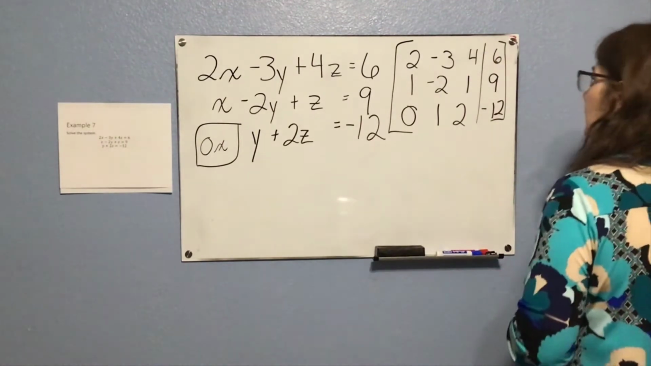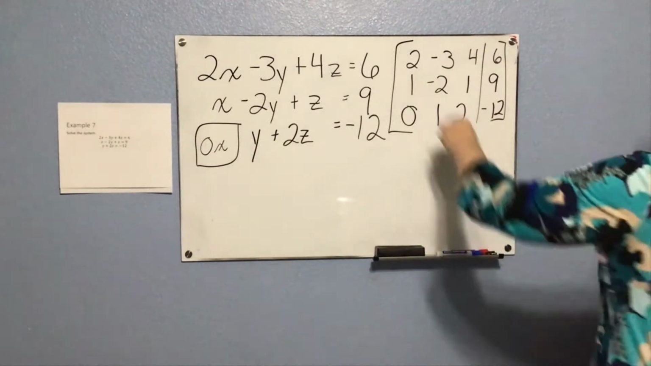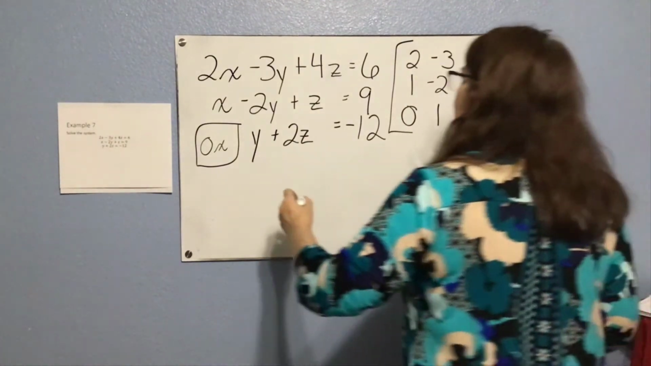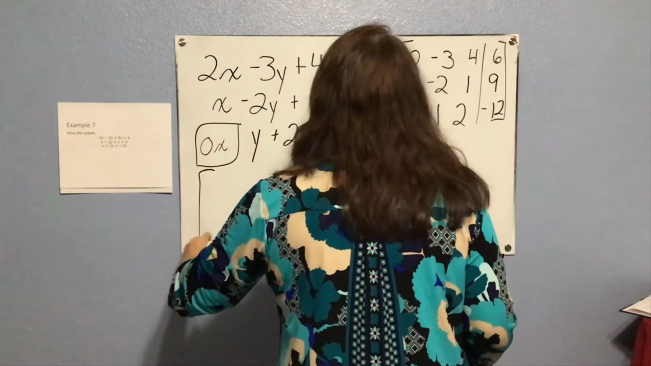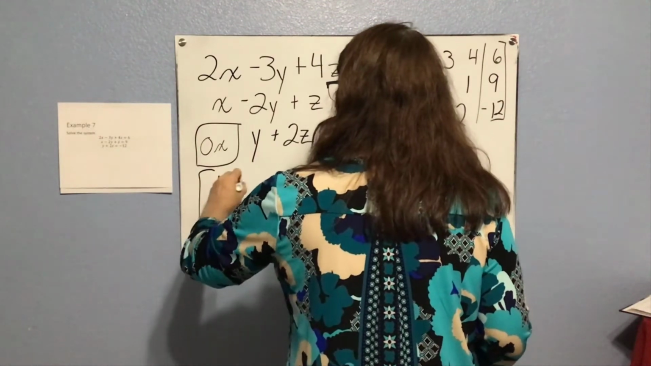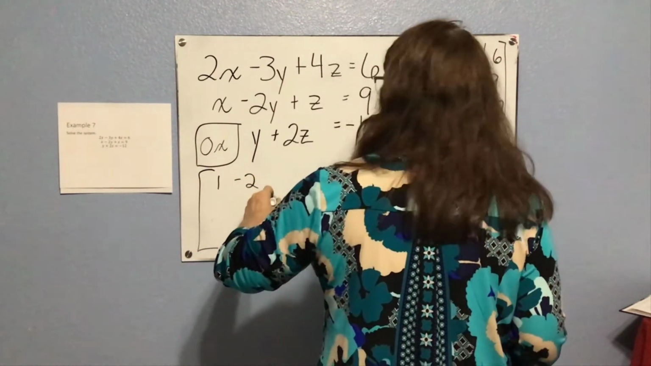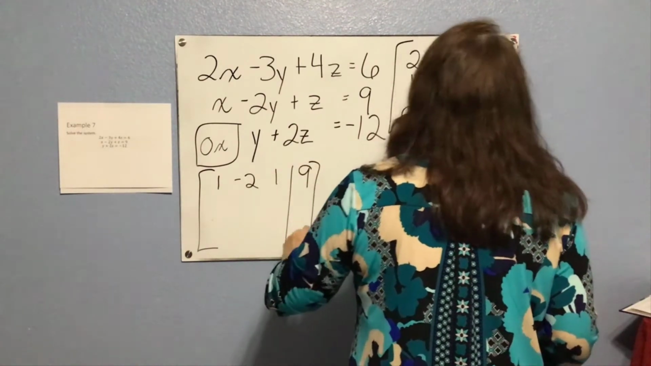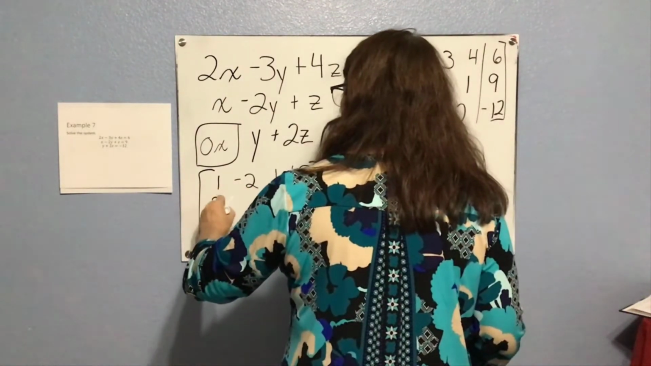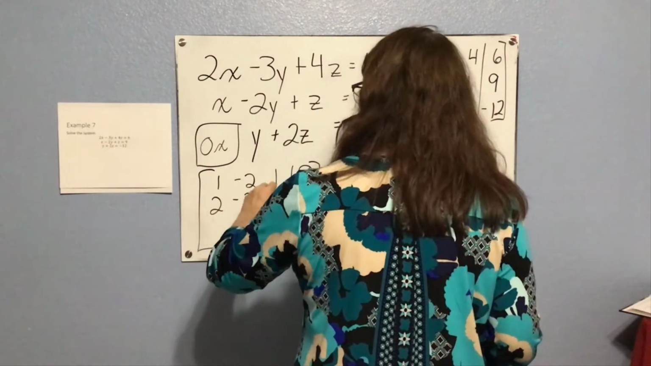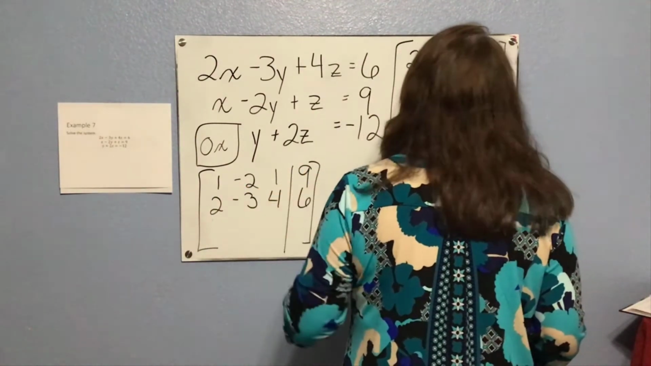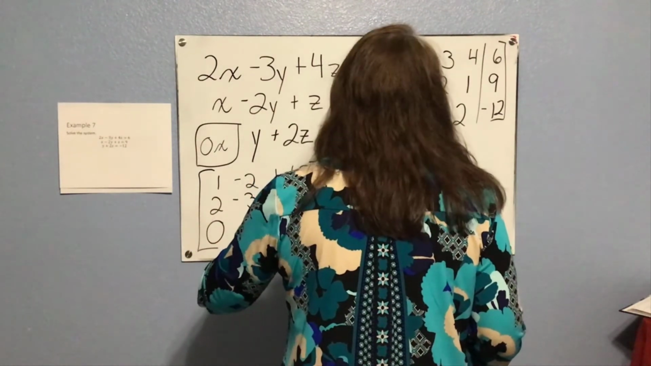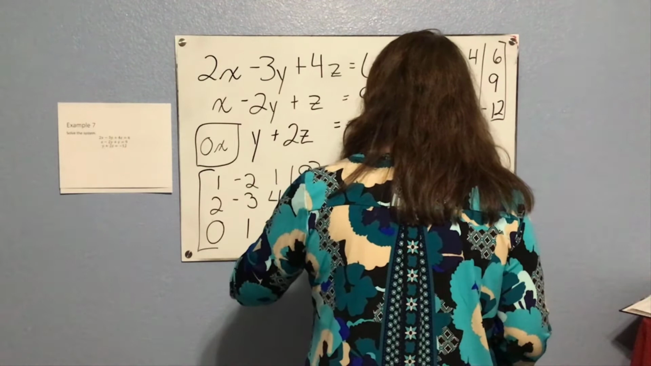Okay, I want to start with a 1 up in this top corner, so I'm just going to switch these two around, which gives me 1, negative 2, 1, 9, and then 2, negative 3, 4, 6, 0, 1, 2, negative 12.